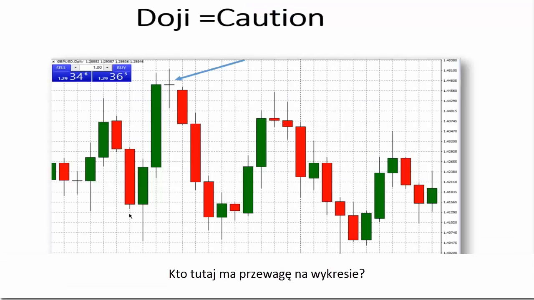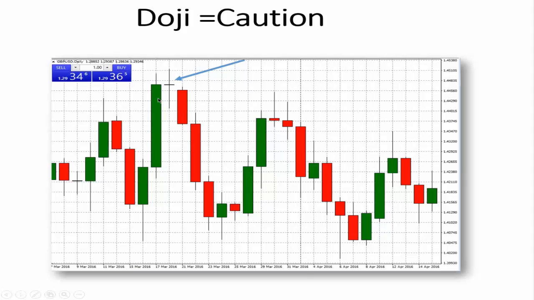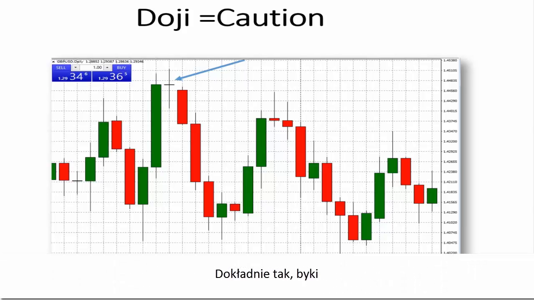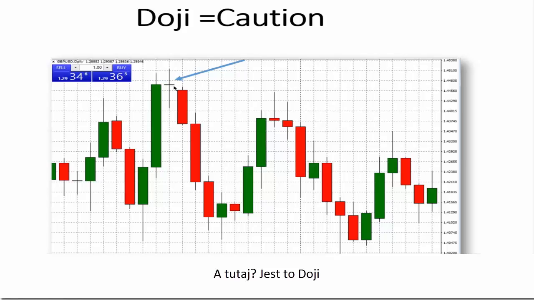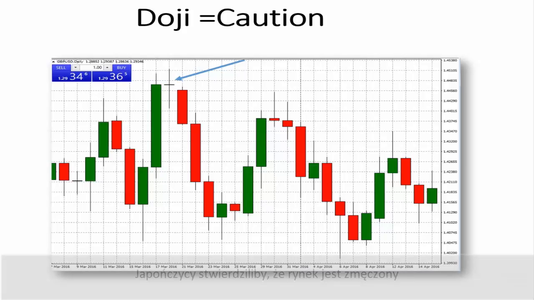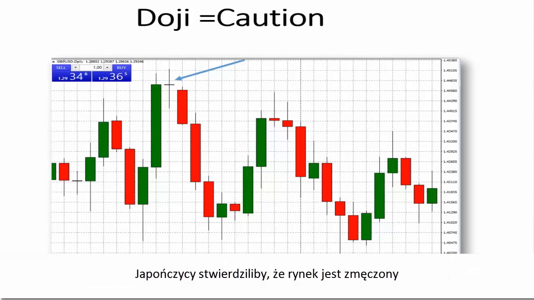Okay, so here, who's in charge in this tall green candle that I'm highlighting with my arrow? Okay, the market opened there. Exactly, right. And closed there. The bulls are in charge. What about this session? It's a doji. The Japanese will say that with a doji, the market is tired.